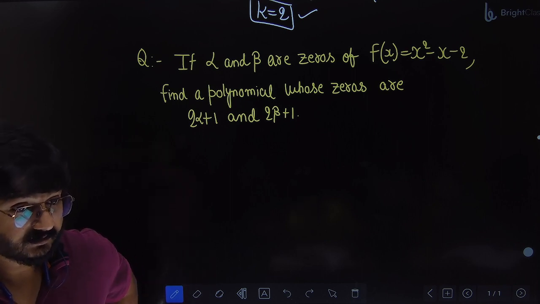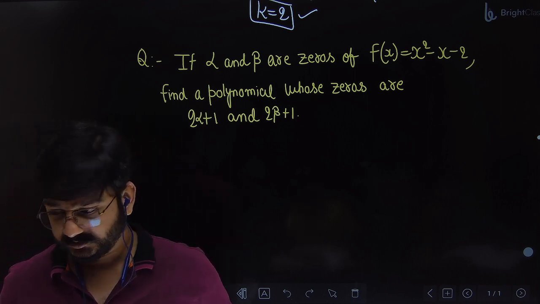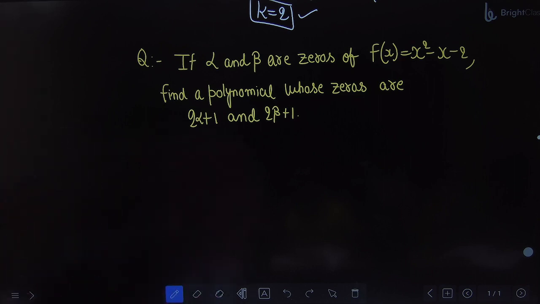X square minus 4x minus 4. Noted. We'll check. Why are you finding? No need to find the roots. You can directly find. They are not asking alpha and beta separately. Why do you waste your time in finding that? You need sum of roots. Directly do minus b by a, and product of roots. You got this thing? Okay, directly you can find by using the property.